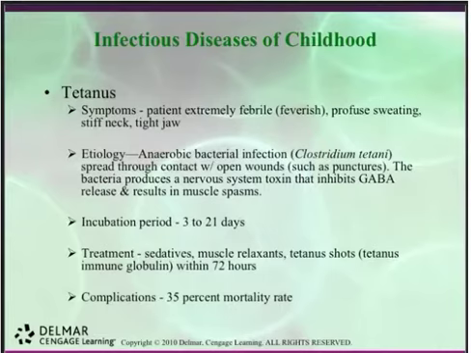The bacteria produces a nervous system toxin that inhibits GABA release and results in muscle spasms. GABA stands for gamma-aminobutyric acid, and it's a type of neurotransmitter. The incubation period is between 3 days to 3 weeks. And the treatment is sedatives, muscle relaxants, tetanus shots within 72 hours.